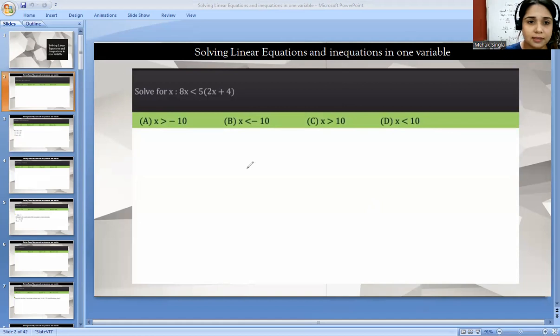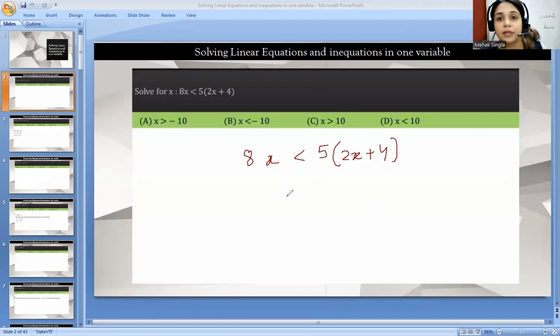you have to solve for x. So you have this 8x less than 5, 2x plus 4. Okay. So we are supposed to find the value of x. Yes, the question is complex because on the both sides we have x. It's not just the one side we have x, right? So let me open the bracket on the right hand side quickly.